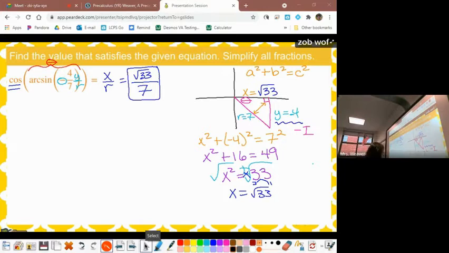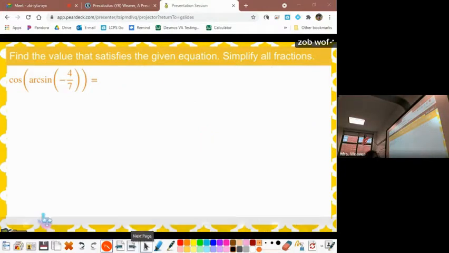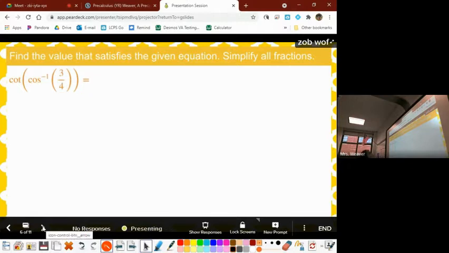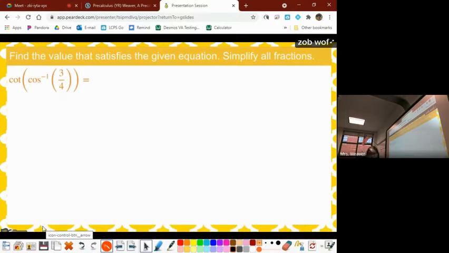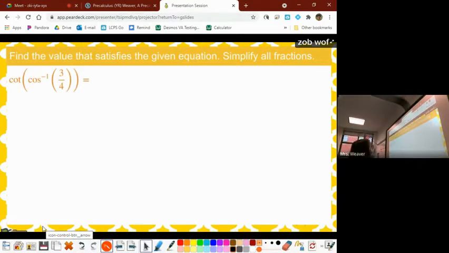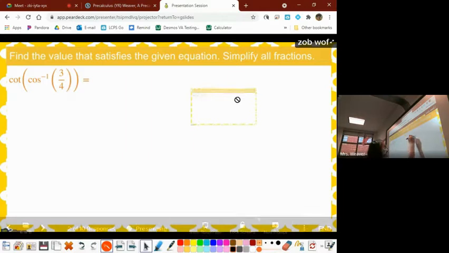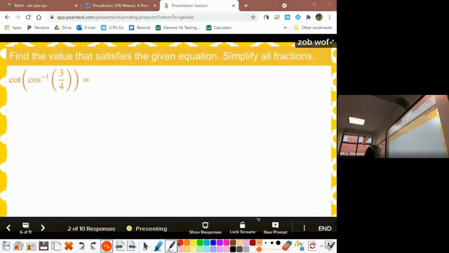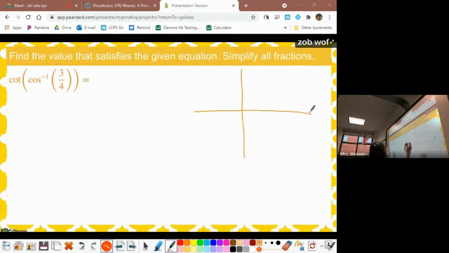Okay, let's try one more of these. We want cotangent of the angle whose cosine is 3 over 4. Do we see a cosine of 3 over 4 on the unit circle anywhere? No, so what are we gonna do, Sanjita? We're gonna first make a triangle. Where will we draw it? We draw it in the first quadrant. Excellent. Because it's positive, and so we're in quadrant 1 where everything's positive.